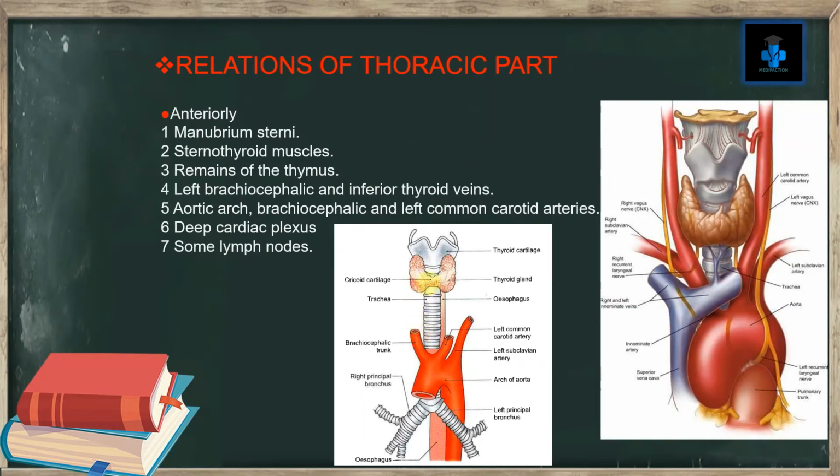Relations of the trachea with the thoracic part. Anteriorly, we can appreciate the manubrium sterni, sternothyroid muscles, remains of the thymus gland, left brachiocephalic and inferior thyroid veins, and the aortic arch. Here you can see the aortic arch, and also the brachiocephalic and left common carotid arteries, deep cardiac plexus, and some lymph nodes in the anterior aspect.